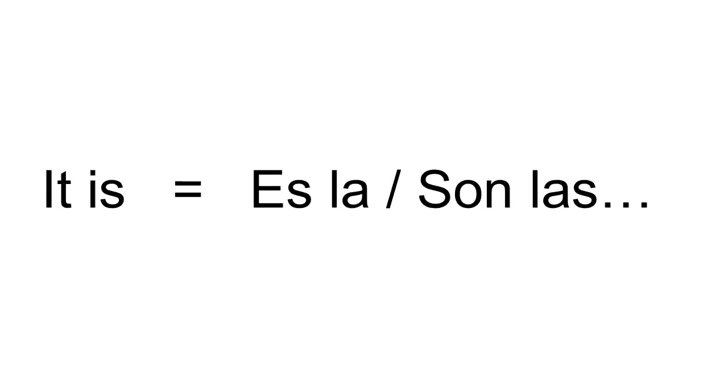Now, stating the time, you'll either say es la or son las. In the majority of cases, you'll say son las. If it's 1 o'clock, then you use es la. So it's 1 o'clock. How would you say that? Remember es la and then the number. Es la una. So it is 1 o'clock.